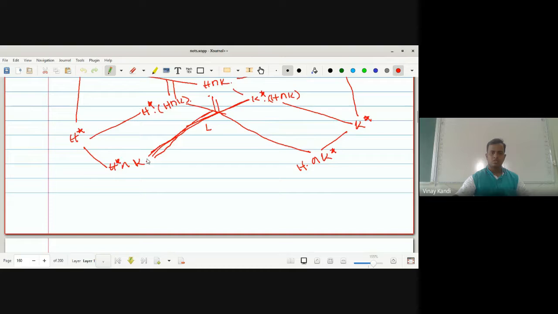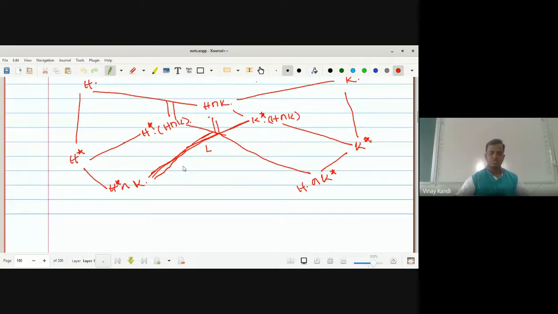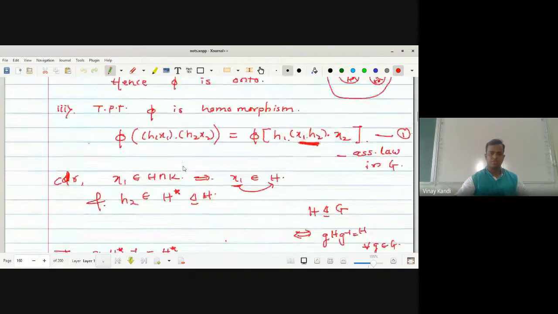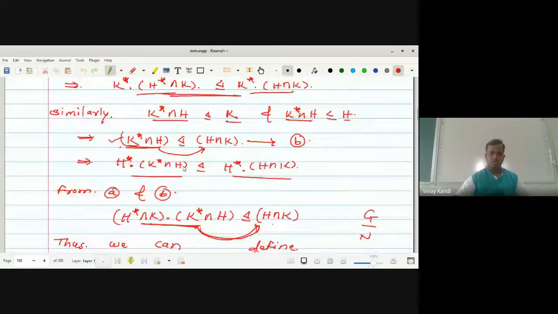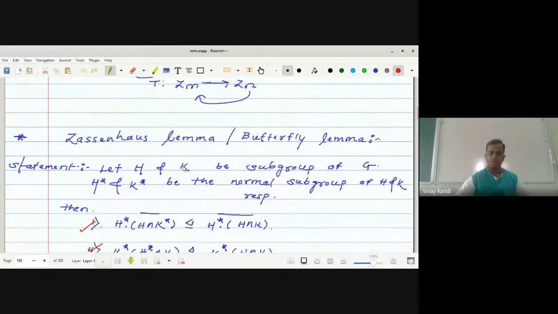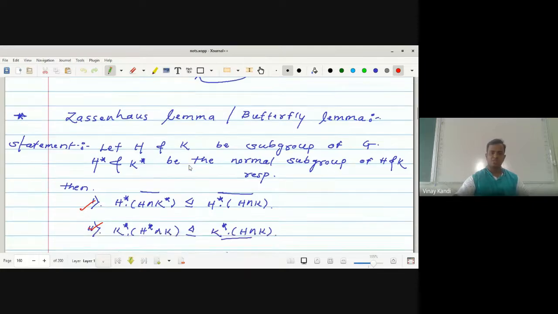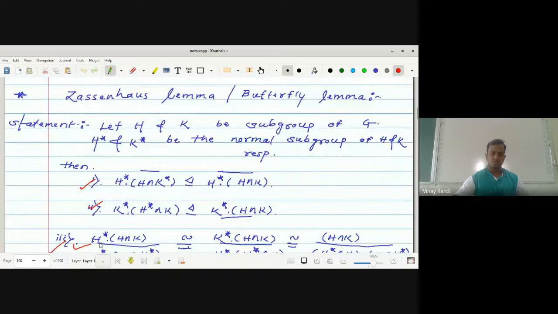Good morning to all. In the last lecture, we saw the Zassenhaus lemma. What is that lemma? If H and K are subgroups of G, and H star and K star are normal subgroups of H and K respectively, then these three statements hold.